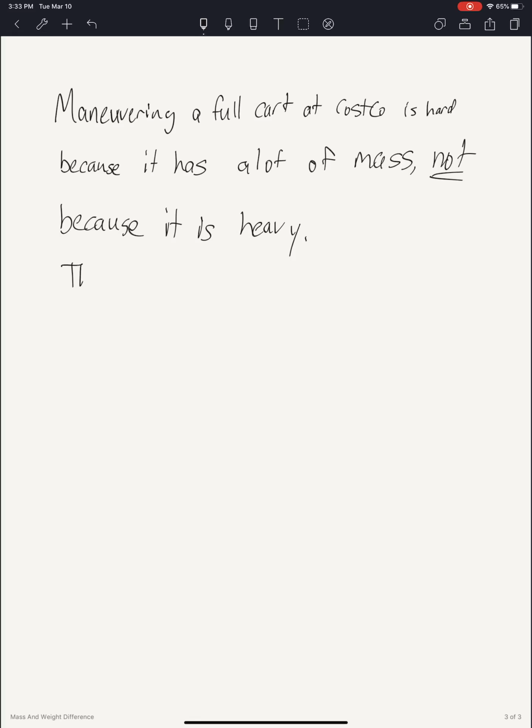What is hard because the cart is heavy? The cart is hard to lift because it is heavy. That's what's important. The cart is hard to lift because it is heavy. How can I convince you that it is not hard to maneuver because it is heavy?